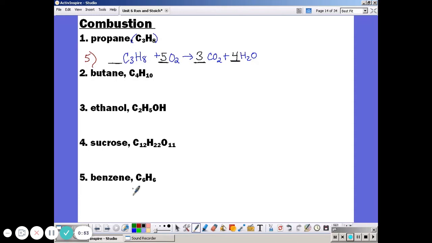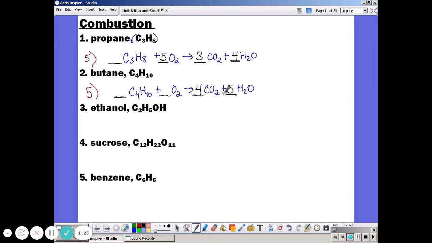C4H10 is a hydrocarbon, so I know that this is combustion, so I'm following along on number 5. Plus O2 yields CO2 plus H2O. Four carbons, 1 carbon, multiply by 4. 10 hydrogens, 2 hydrogens, multiply by 5. That's 8 plus 5 oxygens gives me 13.